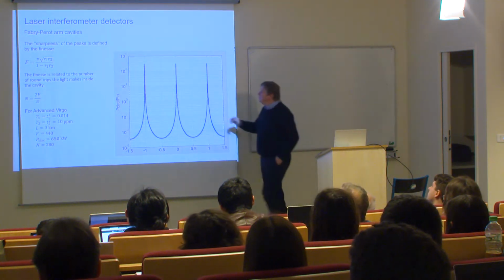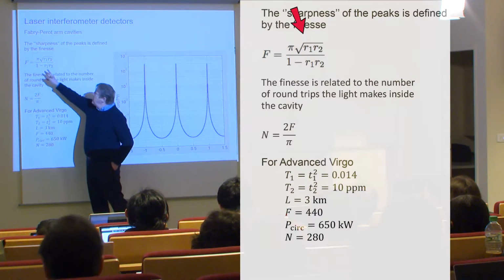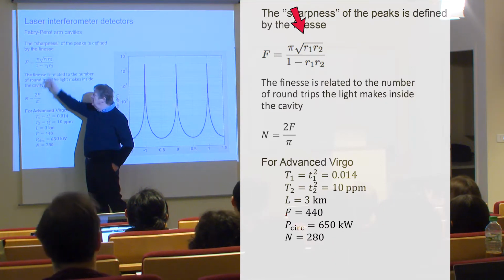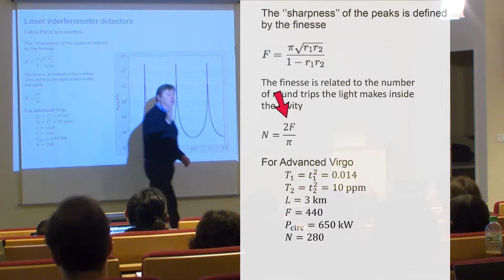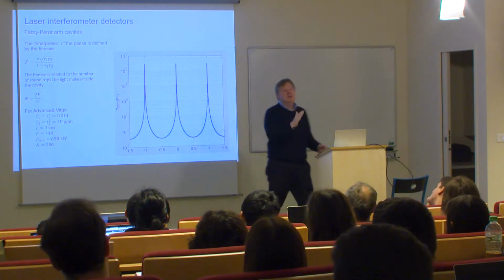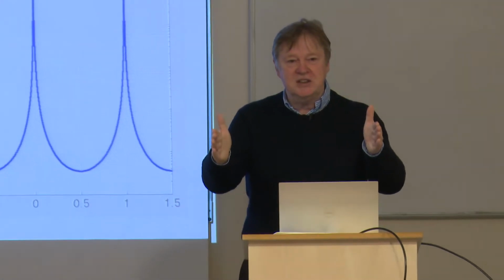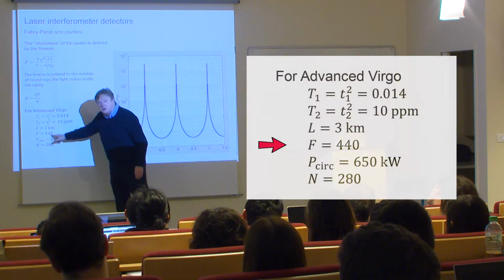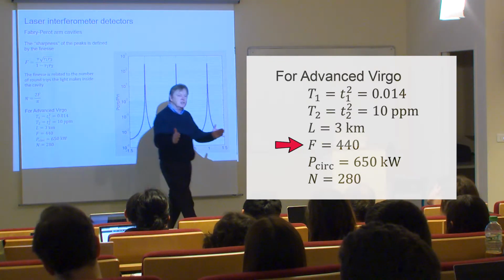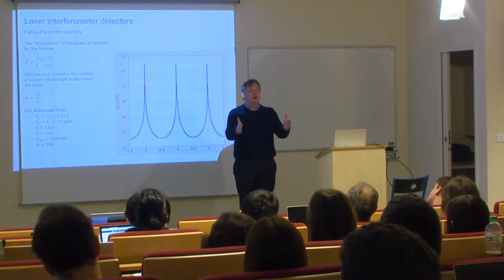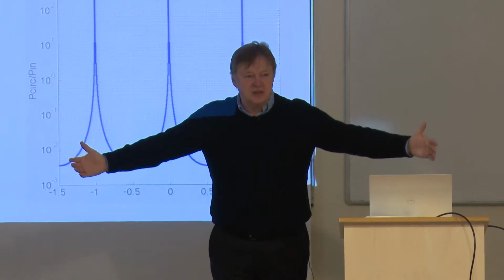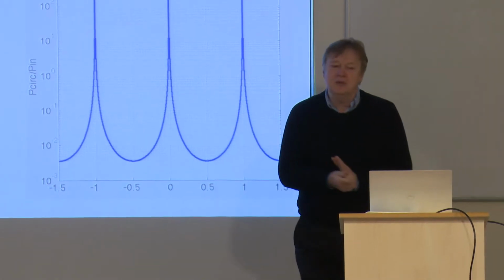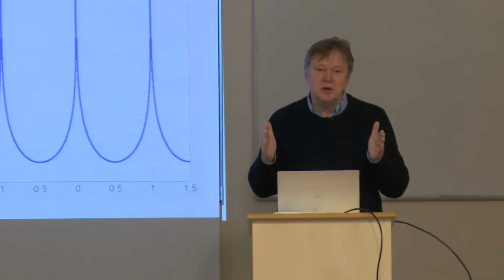So the quality of the cavity you can express in the finesse, and that finesse is given by the reflection and transmission coefficients of the cavity. You can just calculate it. And if you know the finesse, you also know the effective number of bounces in a cavity. So what this does artificially, by making that cavity, you get, for example for Virgo, if you put in the numbers, a finesse of 440 right now, and about 280 bounces. That means that instead of 3 kilometers, our interferometer is now 840 kilometers effectively, because of all these bounces. So that is the trick of using the Fabry-Perot cavities.